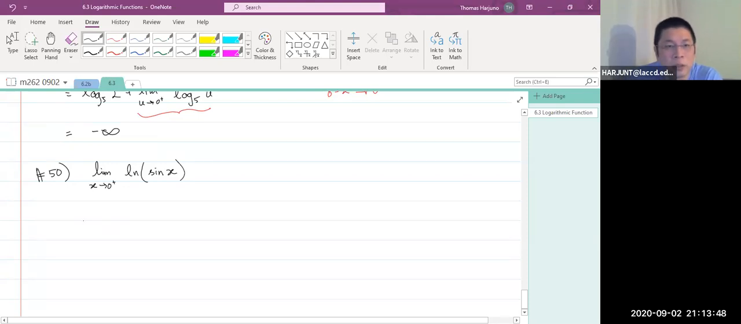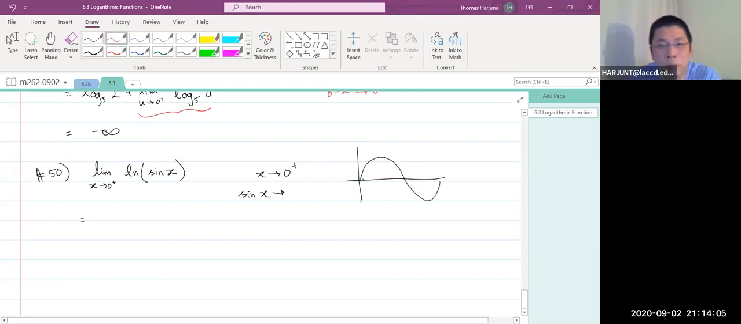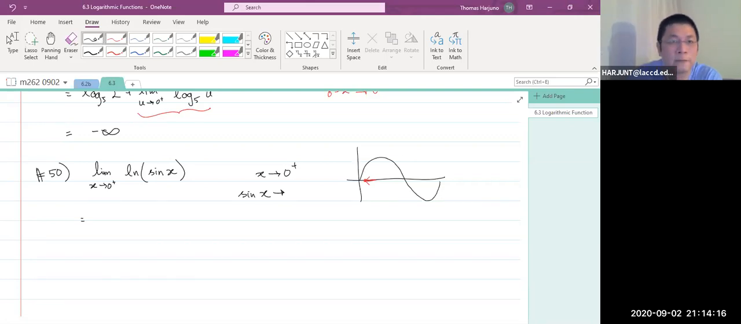Now, we will play this way. If x is approaching 0 from the positive side, what happens to sine x? You need to remember the graph of sine x, especially the one surrounding 0. If you're approaching 0 from the right-hand side, then sine x will be going to 0 from above, right?